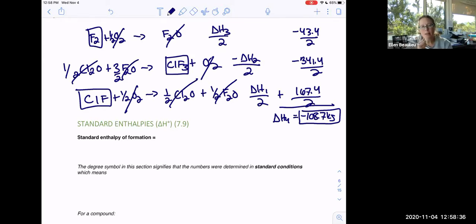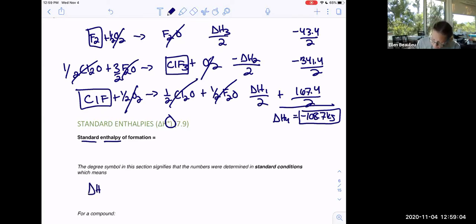So here's where you just want to throw your book on the ground. All this time, I've been writing delta H's with no degree symbol, and now all of a sudden a degree symbol pops up. And you're like, what am I supposed to do with this? That little degree symbol means standard enthalpy. Standard enthalpy.